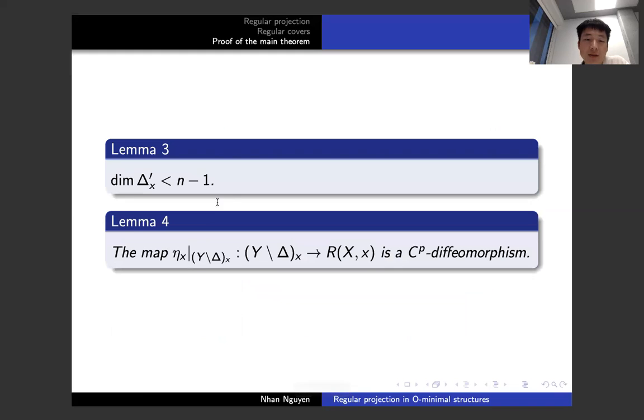So we have the following property. The dimension of the fiber of Delta prime at x, for every x in R^n, is smaller than n minus 1. And if we fix x and remove the bad set, then the restriction map eta is a C^p diffeomorphism.